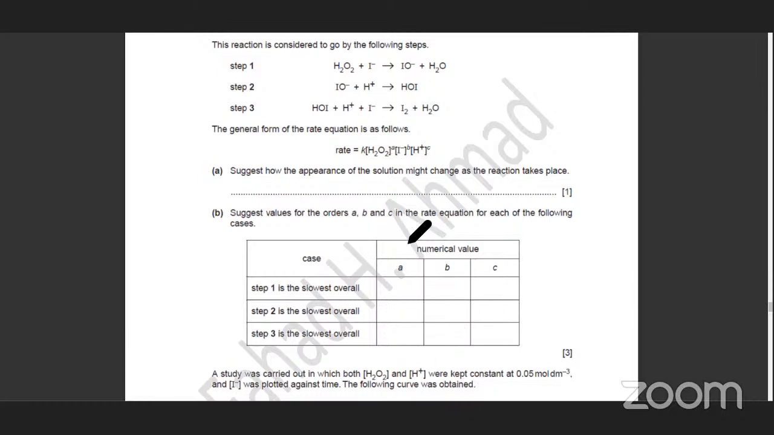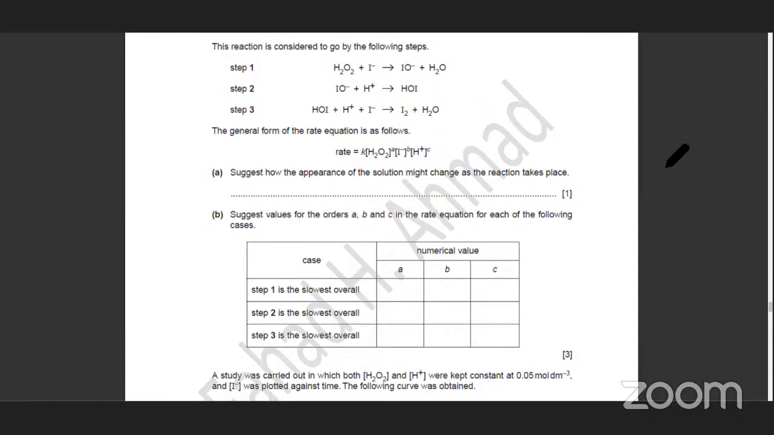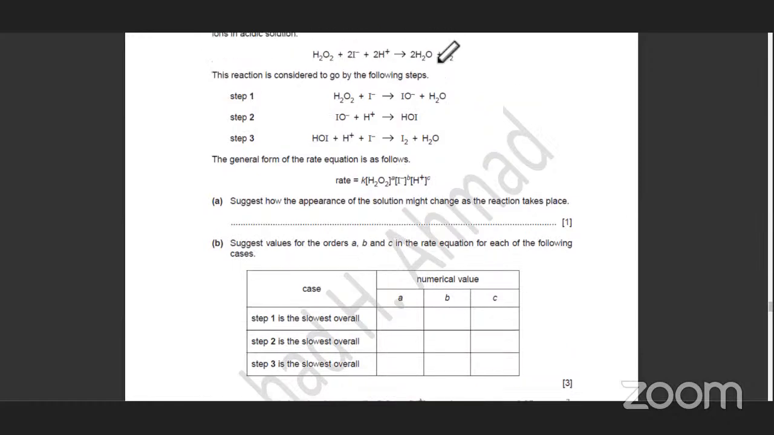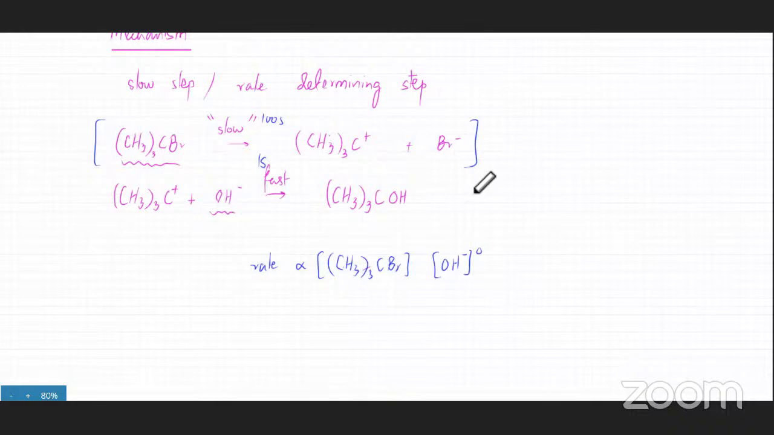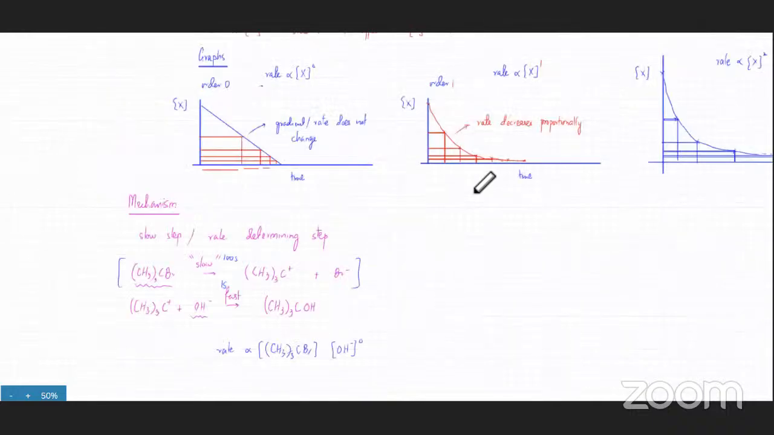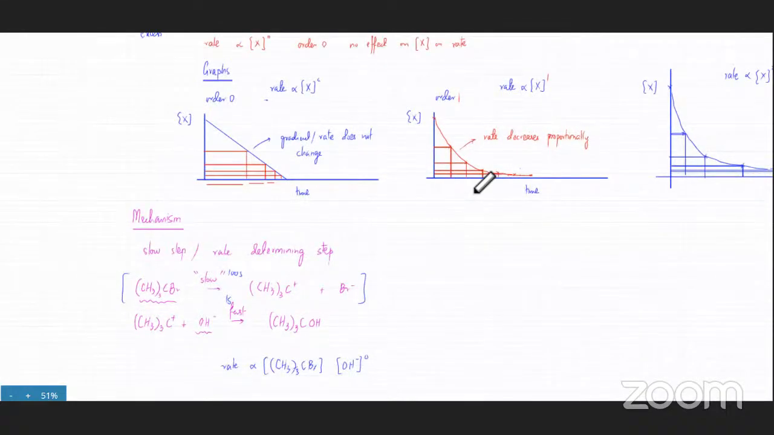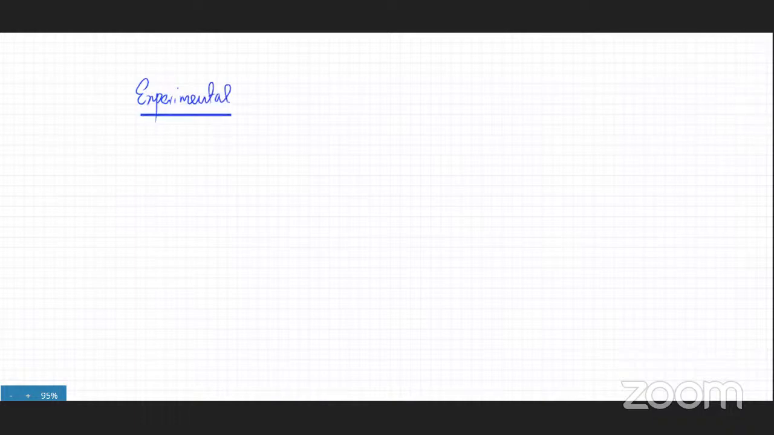Let's do the final third method and sum this up. So there's the mechanism, there's the graphs, and the third one is the experimental method of figuring out the order of the reaction. So that's your experimental method.